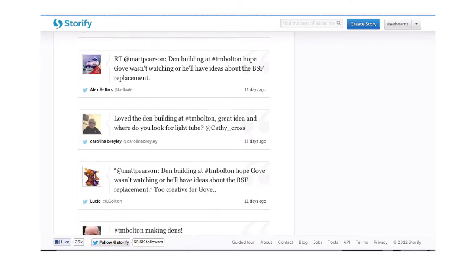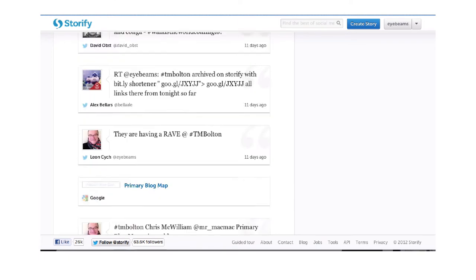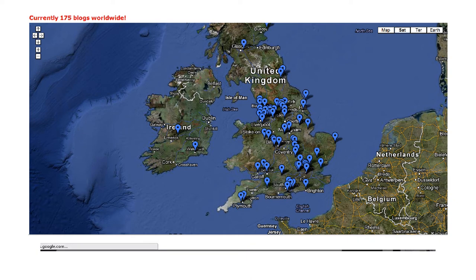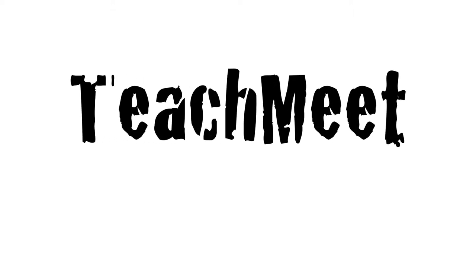Now, number three, teachers like to meet up. They're very social. So they use Twitter and they use hashtags to demarcate a time and a place where they will meet up and hold an event. And this event is a Teach Meet. Now, if you go along to your favorite search engine and you put in the word Teach Meet, it will bring up what's called the Teach Meet Wiki.